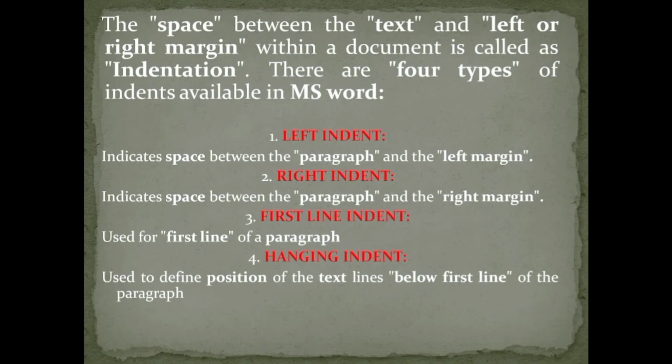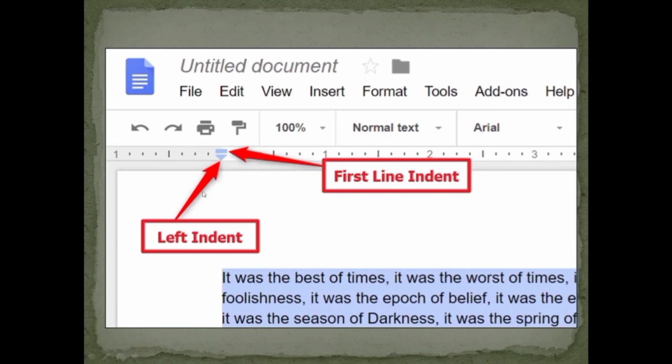Suppose we want to apply indenting in our document, then we simply follow some rules. We select the paragraph that is to be indented, and after that we click on the increase indent button or decrease indent button. Then we can simply set our text according to our need. Here you have seen the first line indent and this is the left indent.